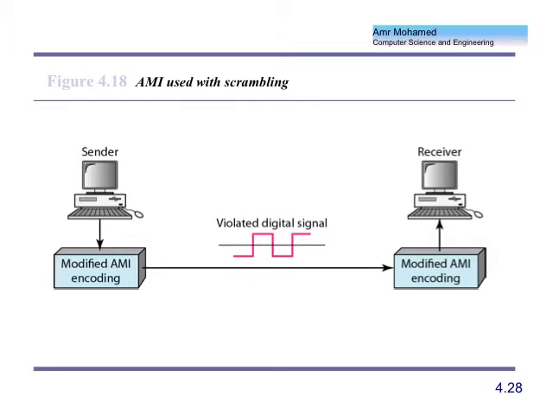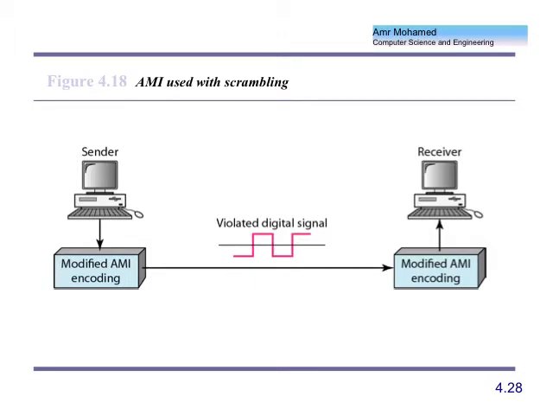So despite the fact that block coding enhances the self-synchronization and the error detection, it does not help a lot with the DC component. Maybe it reduces it, but it does not eliminate it completely. So we still have DC components in schemes like NRZI with block coding. So the DC component is still there.